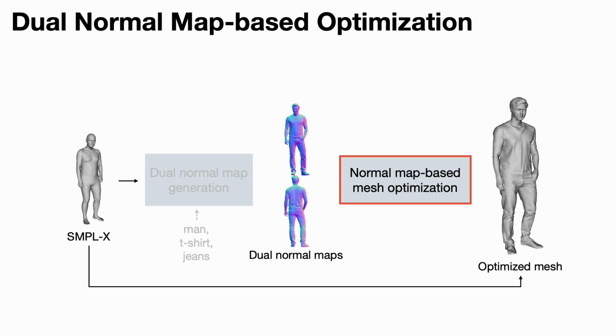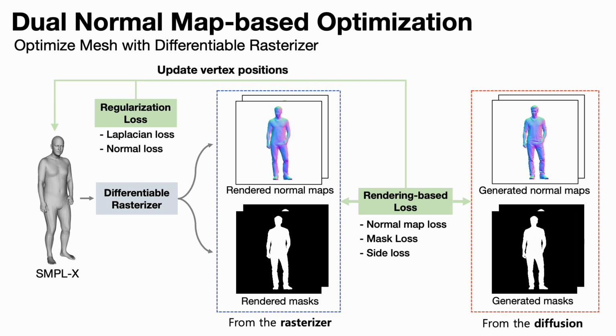Once both detailed normal maps are prepared, we create a detailed human mesh by carving the initial posed simple X mesh according to the normal maps. To do so, we optimize the 3D vertex positions of the initial simple X mesh using a differentiable rasterizer. This involves minimizing the loss for the normal maps and masks, between the ones rendered from the rasterizer and those generated from our diffusion model.